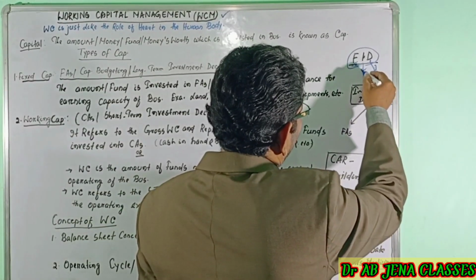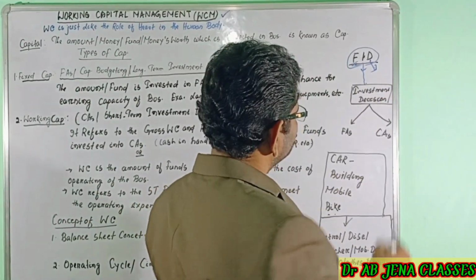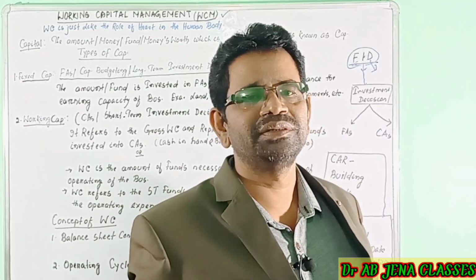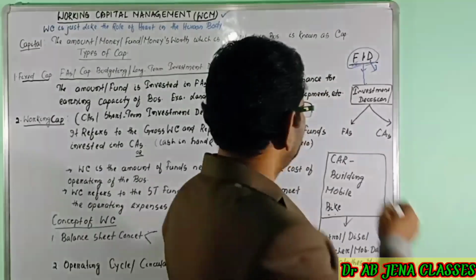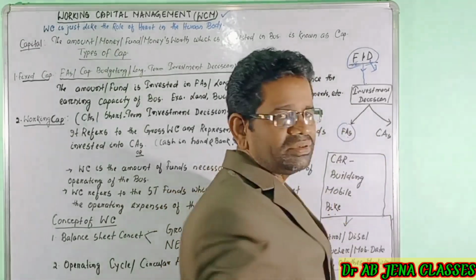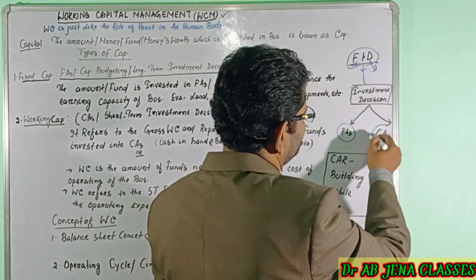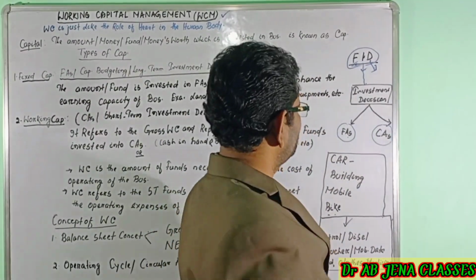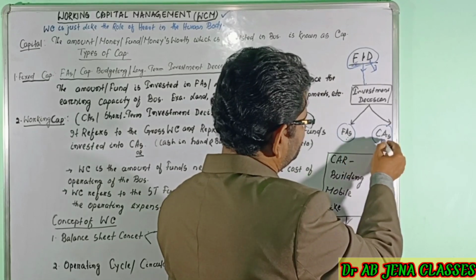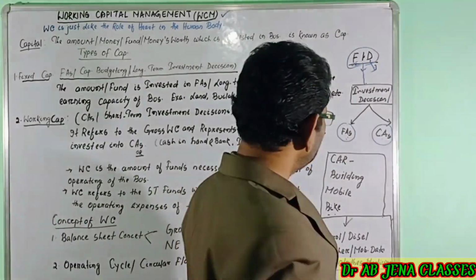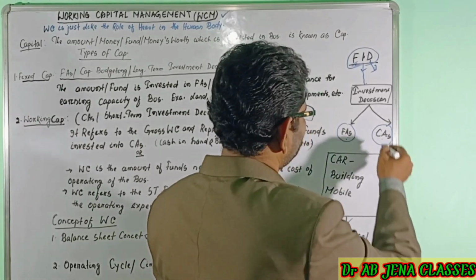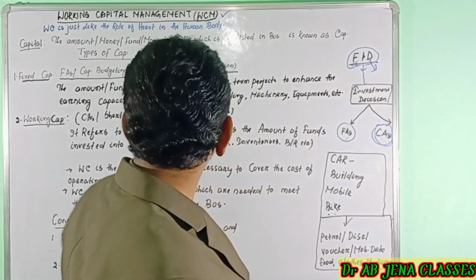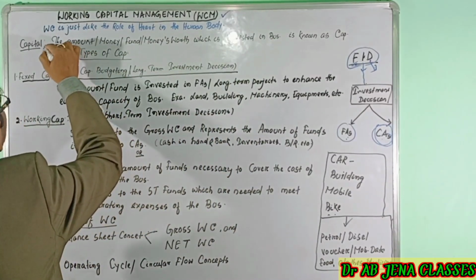Okay, so the investment decisions. Here the manager will decide how much fund will be invested in FA, meaning fixed assets, and how much funds will be invested in current assets. FA stands for fixed assets, CA stands for current assets. About the current assets, later we'll discuss. So what is the meaning of capital?